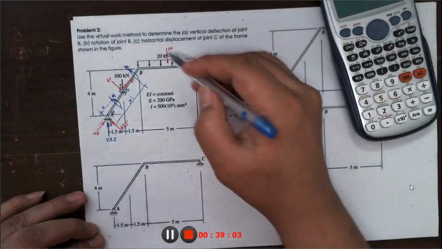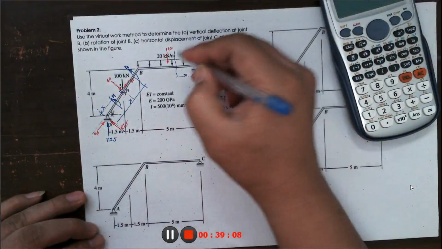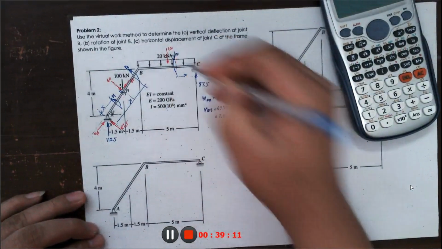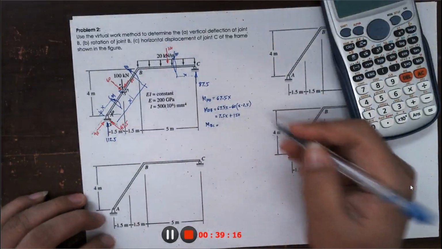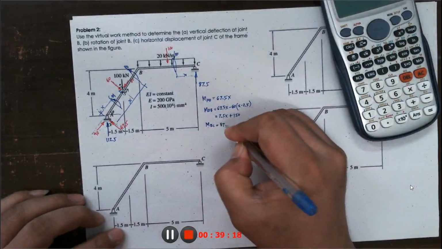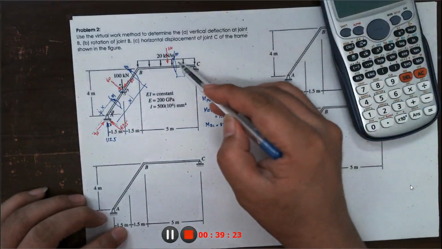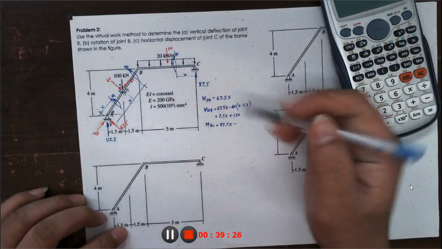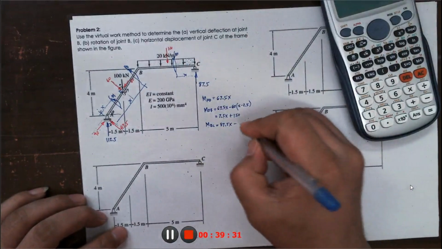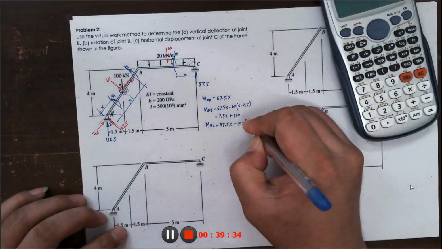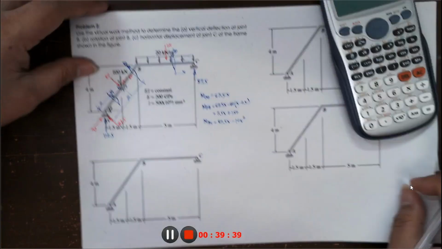And then for BC, cut here, we will not refer to C, we take x from here and take the moment. So MBC is equal to 87.5x minus this 20. Okay, 20x times x over 2, that's minus 10x squared. Okay, sige.